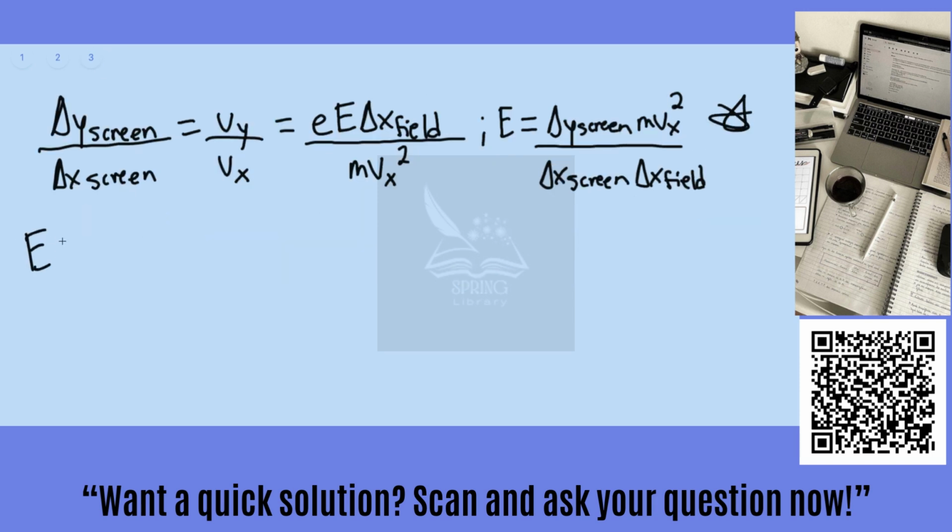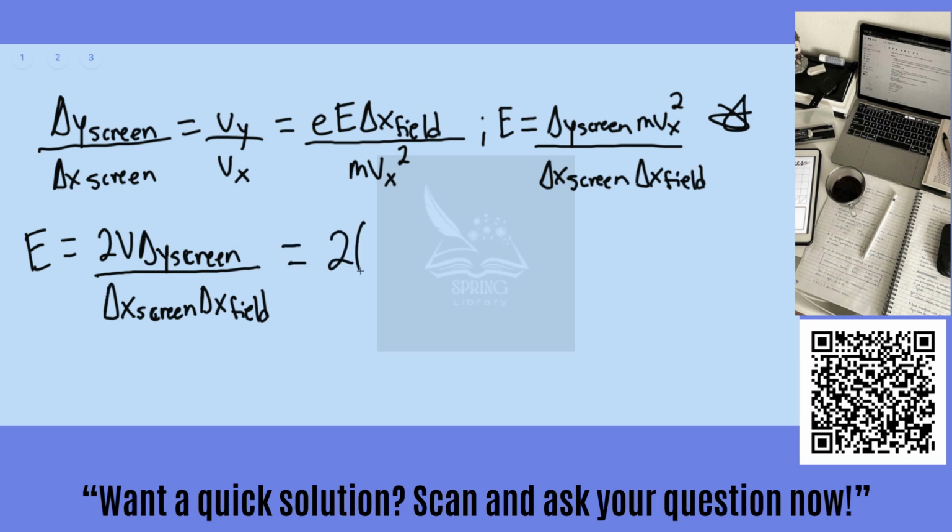So now we have E equals 2V delta y of the screen divided by, again, delta x of the screen times delta x of the field. And at this point we can solve.